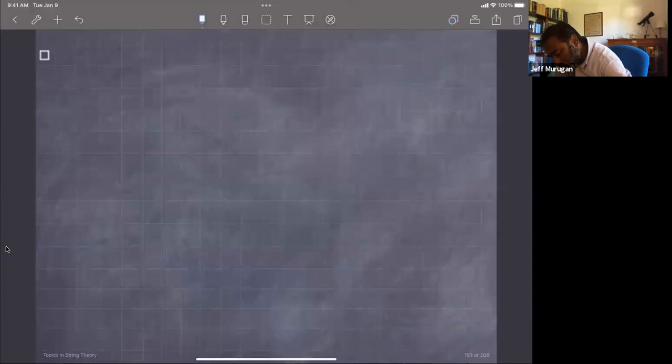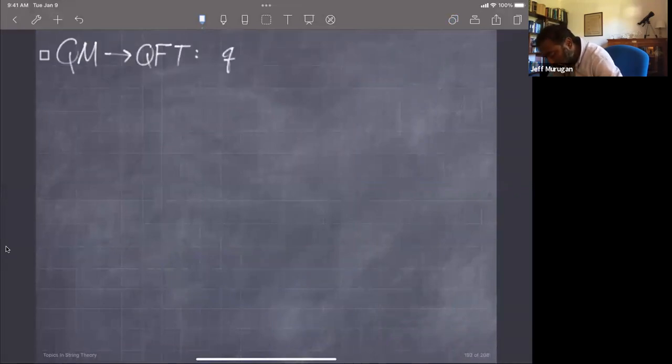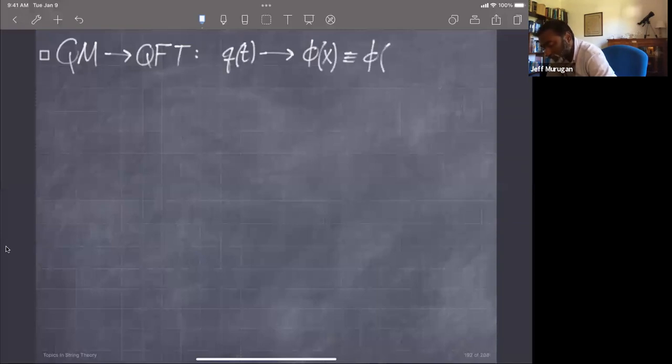So we're going to start off going from quantum mechanics to quantum field theory. This is going to involve taking our single degree of freedom q(t) and extending it to a field phi(x), which is going to mean phi of a 3-vector x, as well as a time, so phi(x, t). So how do we do this?